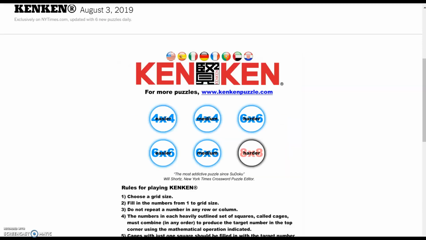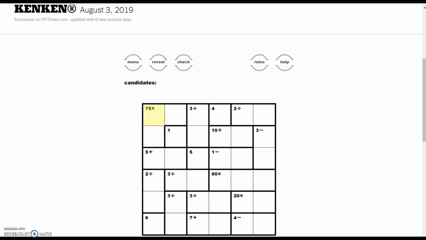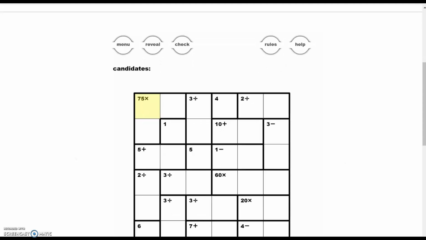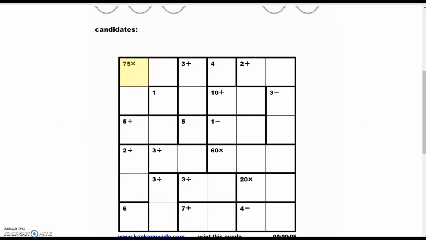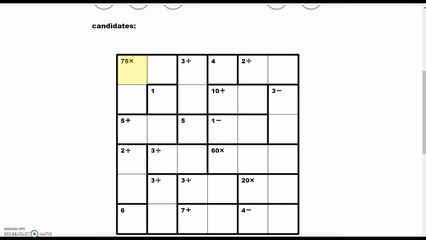So let's try another puzzle. Let's try a medium 4 by 4. Let's go to 6 by 6 easy. I'm going to make it a little bigger on the screen because I like it bigger. And let's see what we have in this easier 6 by 6. Well, this is just a 1 cell cage. So that was pretty easy. This is a 4. That's pretty easy. This is a 5.